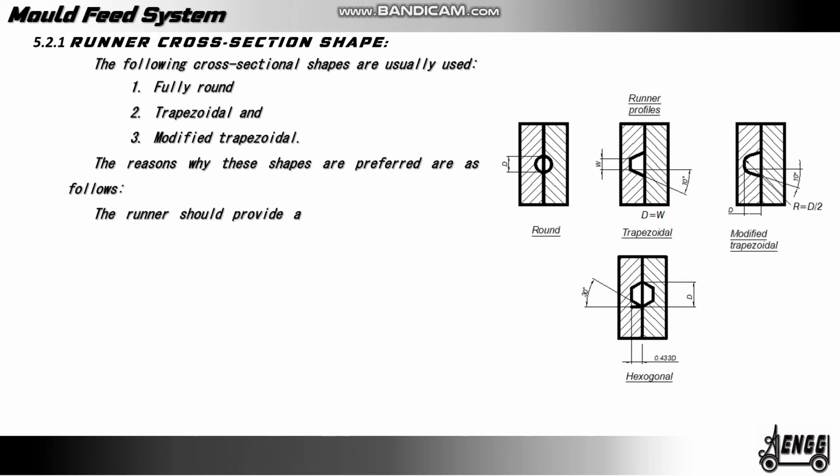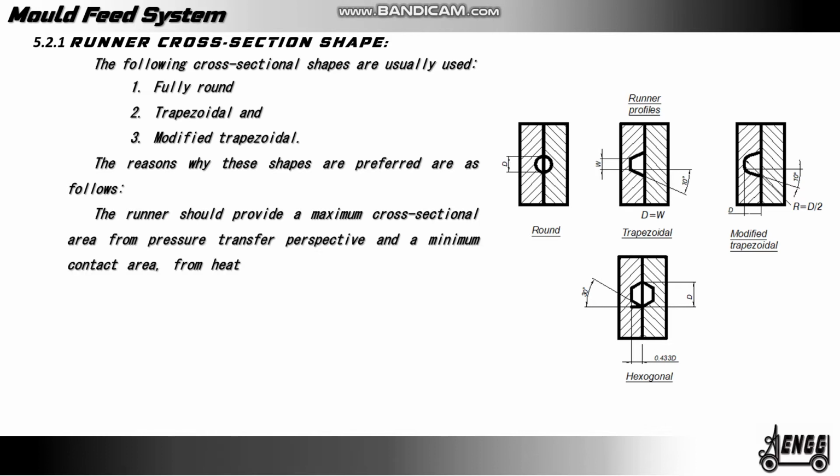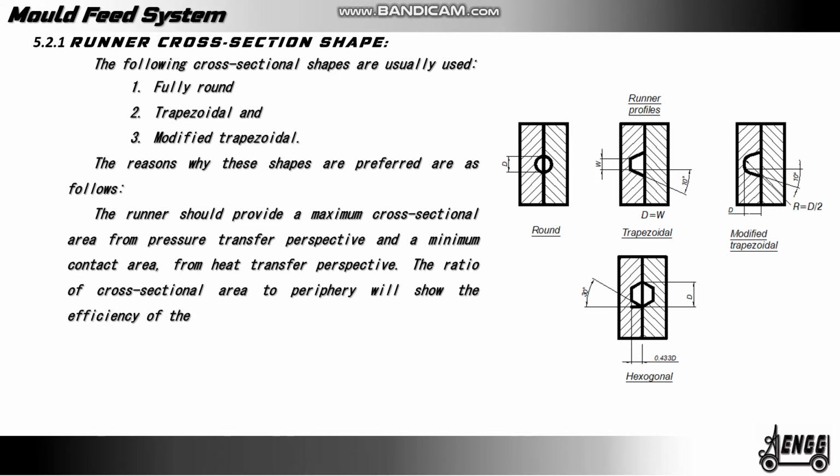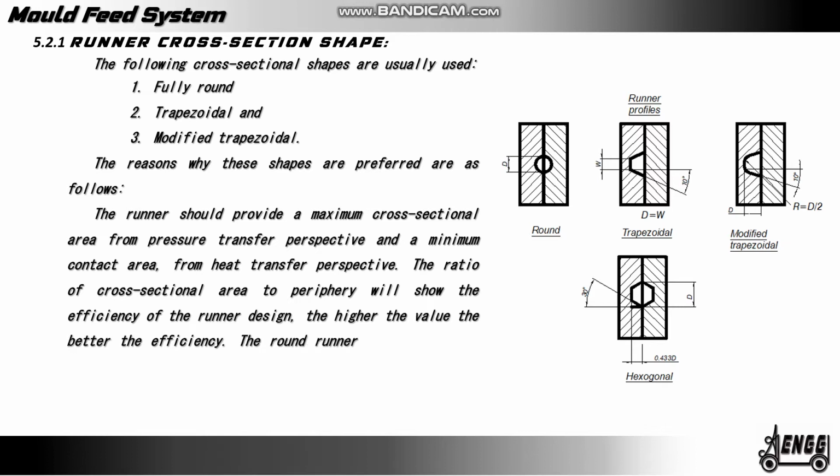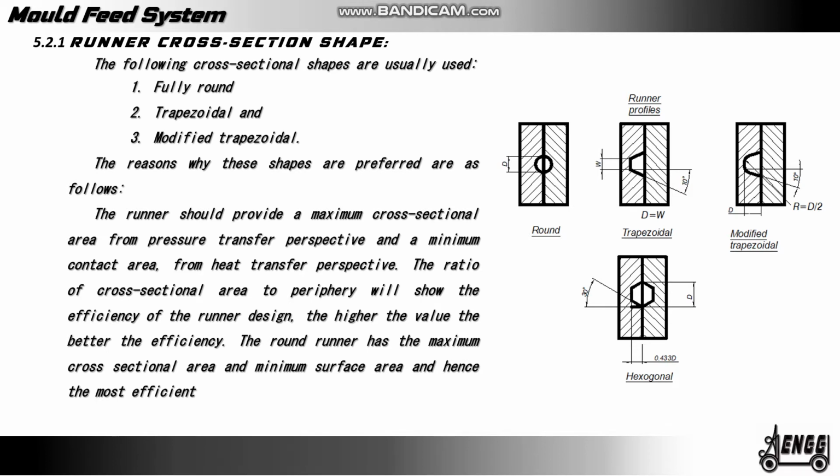The runner should provide a maximum cross-sectional area from the pressure transfer perspective and a minimum contact area from the heat transfer perspective. The ratio of cross-sectional area to periphery shows the efficiency of the runner design. The higher the value, the better the efficiency. A round runner has the maximum cross-sectional area and minimum surface area, and hence is the most efficient runner.